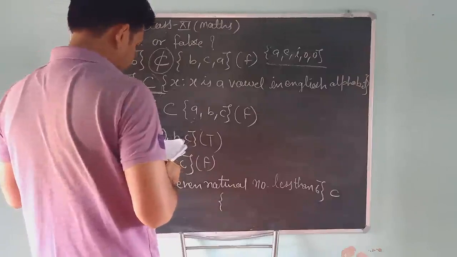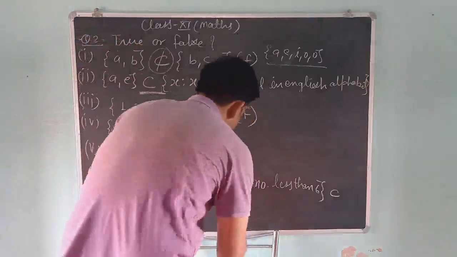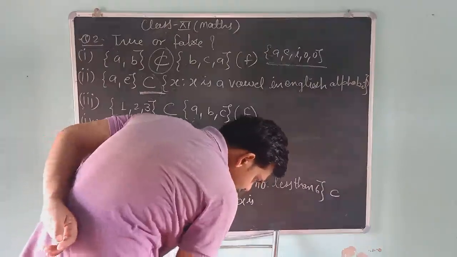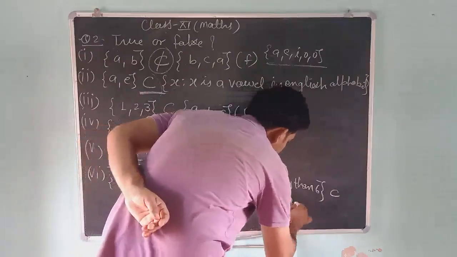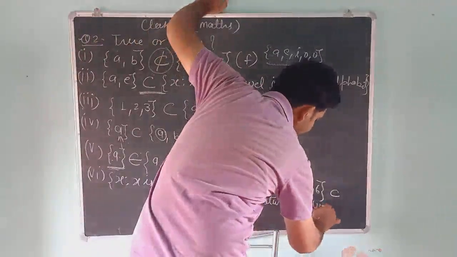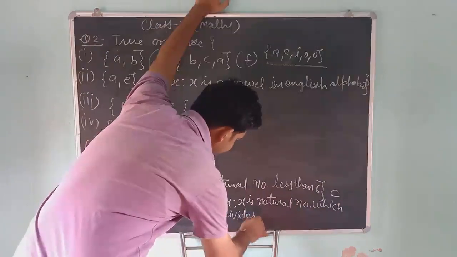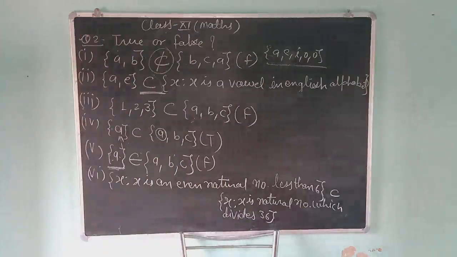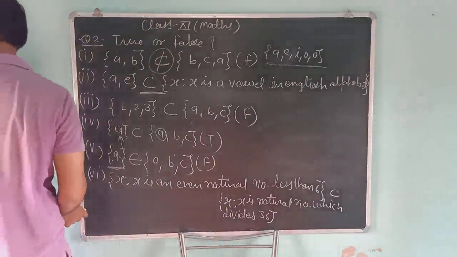Next is X is a natural number which divides 36. X is a natural number which divides 36. So this is question number 6.